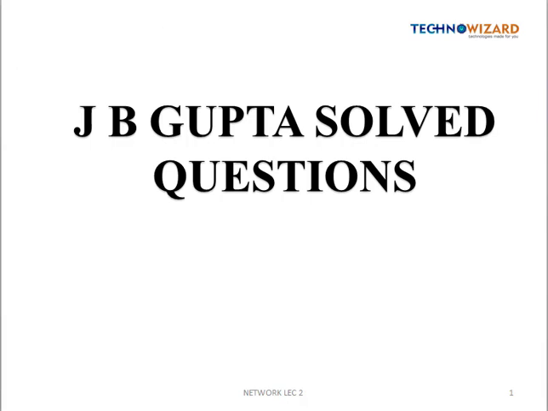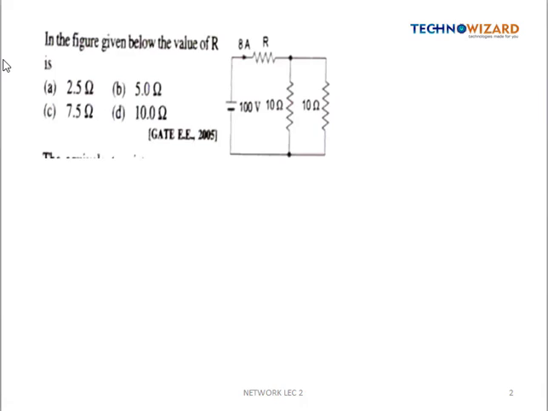So this is our first question. In the figure given below, the value of R is, okay, we need to calculate the value of R. In this circuit we can clearly see these two 10 ohm resistances are in parallel, so their R equivalent will become 5 ohm as two 10 ohm resistances are connected in parallel.